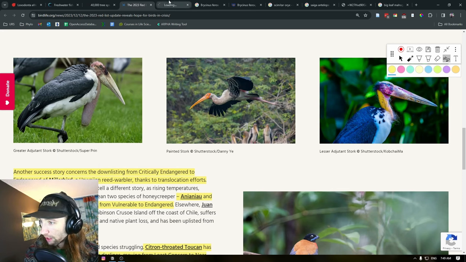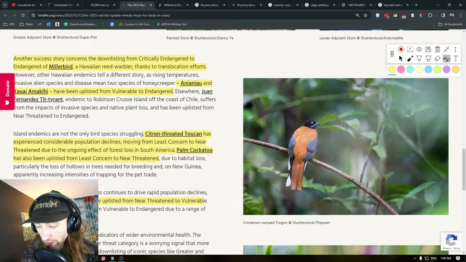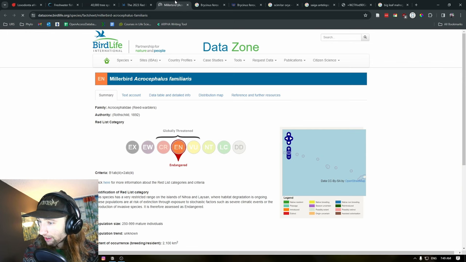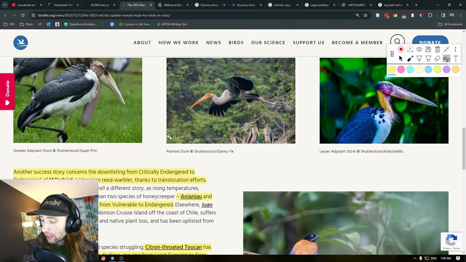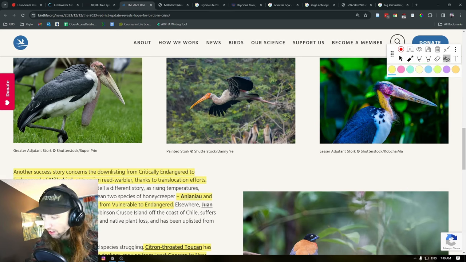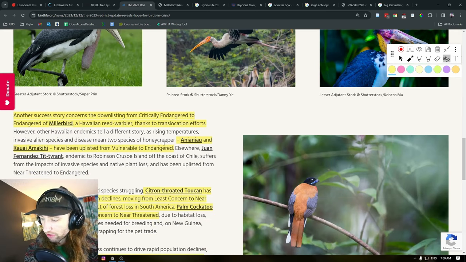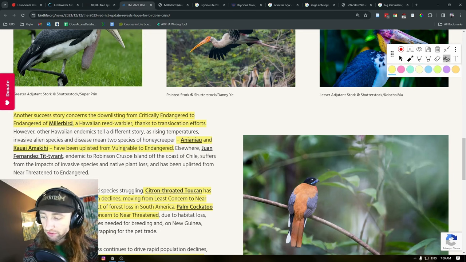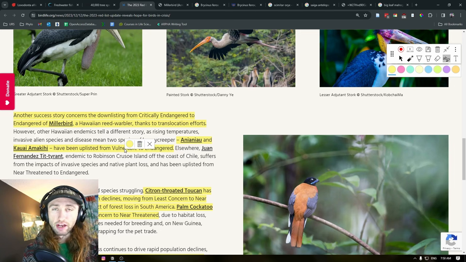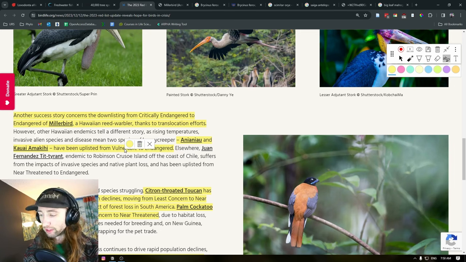So here, we'll open up the Millerbird in a new tab. This is a Hawaiian reed warbler. It's not that bird there, but it is now endangered. It is no longer critically endangered. This is fantastic. I hoped they would have a picture, but it doesn't look like it. But of course, other taxa such as on Hawaii, such as the Ānianiau and the Kauai Amakihi, has been uplisted from vulnerable to endangered.